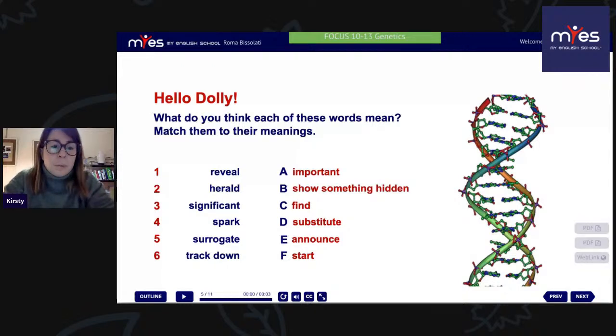Okay, let's match the words on the left with the words on the right. Let's go. I'll give you some time to match. So reveal, herald, significant, spark, surrogate, track down, important, show something hidden, find, substitute, announce, start.